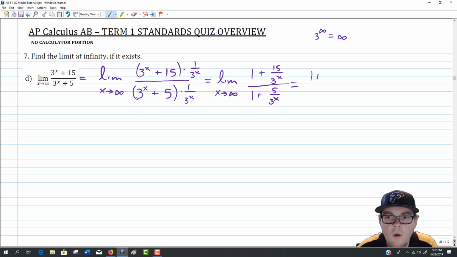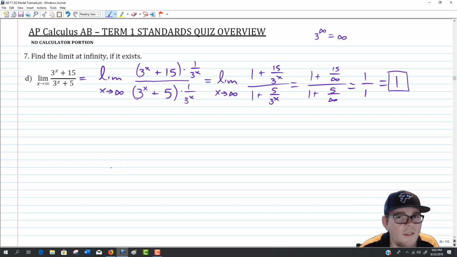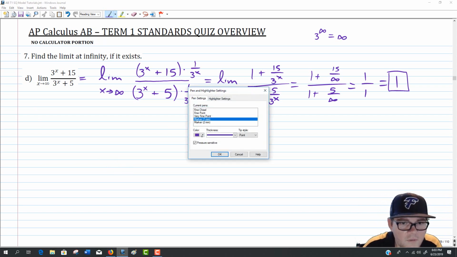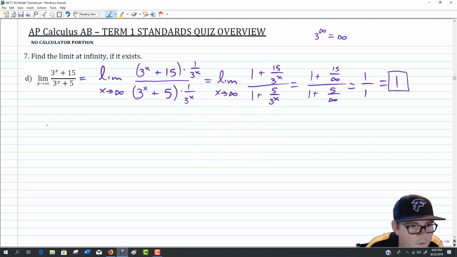So this is the same thing as 1 plus 15 over infinity divided by 1 plus 5 over infinity, which gives us 1 over 1 equals 1. So there's our answer. Now this question only asked us about the limit as x goes to infinity, but for the sake of illustration, I do want to bring up what would happen if we did the limit as x goes to negative infinity.